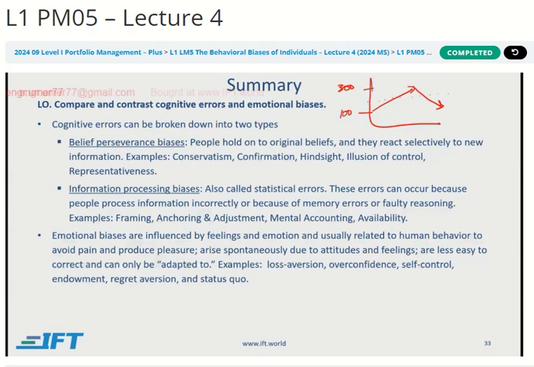So behavioral biases, you can classify them into cognitive and emotional. Within cognitive, you can further classify them into belief preservation and information processing. And emotional ones are your LOSER, L-O-S, where's the other S?